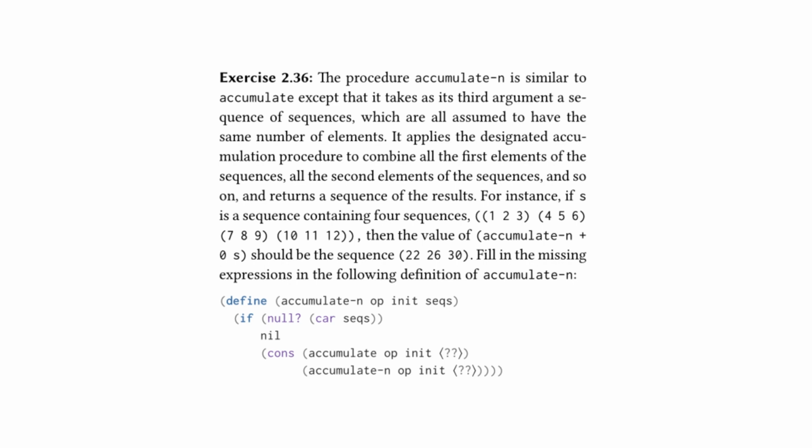Once again, this question gives us most of the definition of this procedure, and we just need to fill in the question marks. We're essentially performing an accumulation across each of the indexes of the given lists. We have 4 sublists here, and we want to add each of the first elements, each of the second elements, and then we end up with the following list.